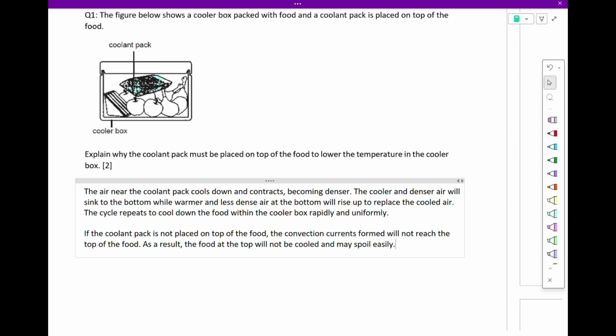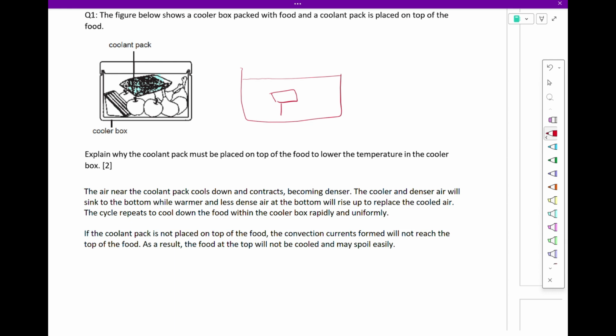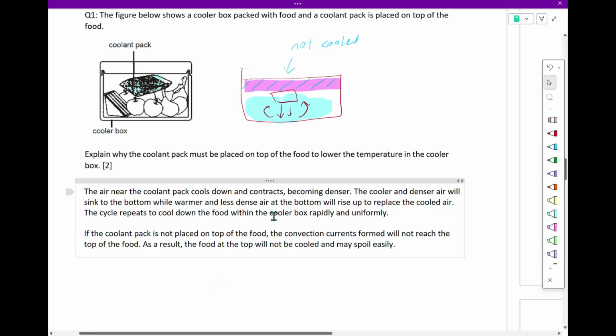Okay, so basically this is why the cooler pack should be placed on top, because remember, your warmer and less dense air at the bottom will only rise up to replace the cooled air. If you were to place it somewhere lower, where it's like this, what happens is you only cool this part. What about this part here? This part is not cooled, because the cooling will only reach around this area. So the top will still be warm. Can you understand? So that is why you need to place your coolant pack usually at the top.